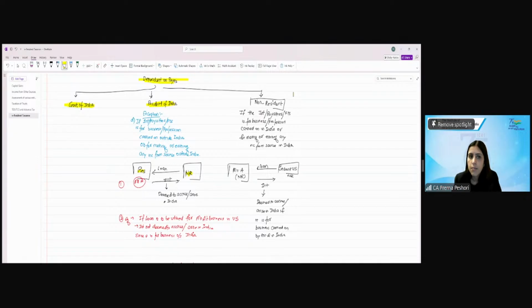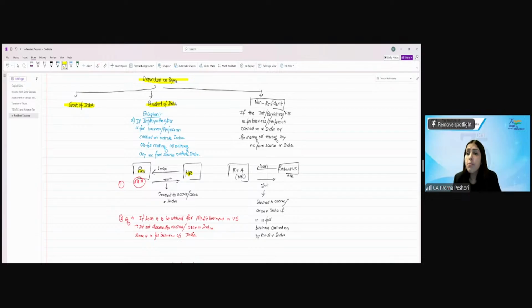Yes, ma'am. Interest is given by an Indian person. Correct. Interest is paid by an Indian resident, so it will be deemed to accrue or arise in India. But if this loan is utilized by Mr. A for the purpose of doing business in the US, in that case interest shall not be deemed to accrue or arise in India, because this is for business outside India.